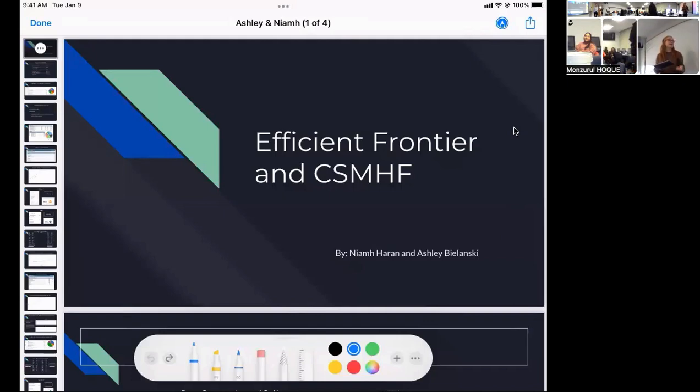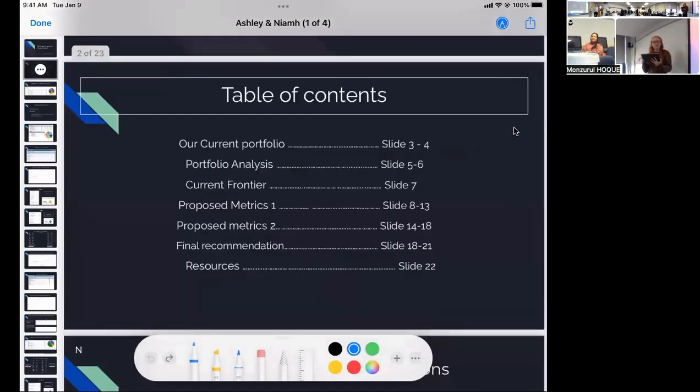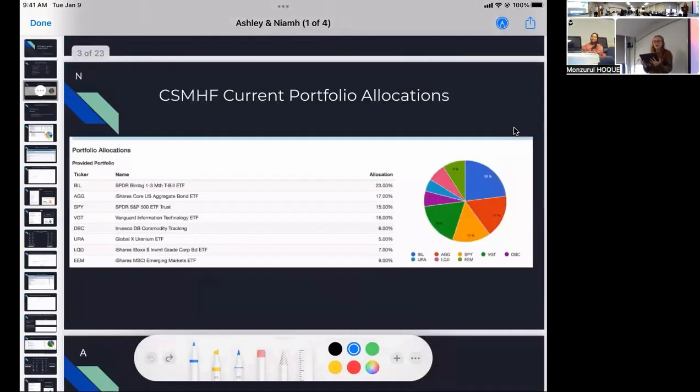So I'm Neve and this is Ashley, and we're going to be presenting our efficient frontier and the changes that we've made to the Cougar student managed hedge fund. This is our table of contents. So first we'll start with the current portfolio allocations.